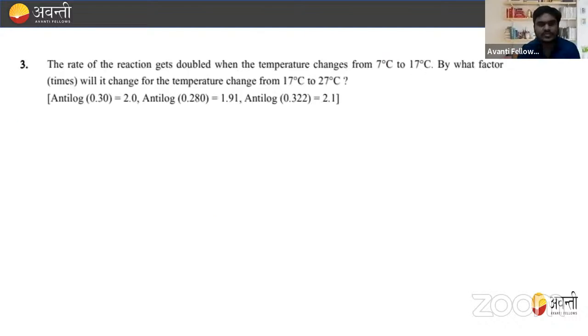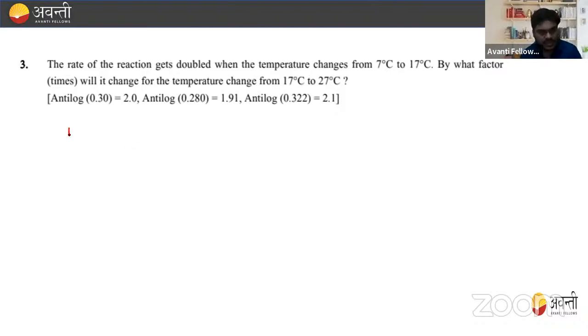Now let's move to the next one. This question is from chemical kinetics. The rate of a reaction doubles when the temperature changes from 7 degrees Celsius to 17 degrees Celsius. We know that for a 10-degree rise, the rate of reaction becomes double. Now, by what factor will it change when the temperature changes from 17 degrees to 27 degrees? We can easily calculate this.